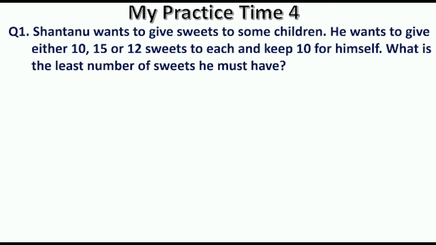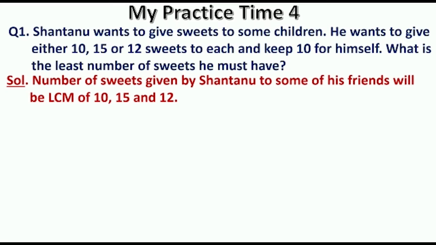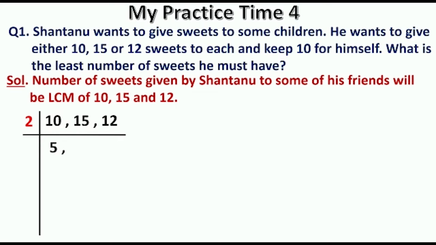So we have to find the LCM of 10, 15 and 12. I have already taught you how to find the LCM, children. First we will divide by 2 because 10 and 12 can be divided by 2. You will get 5, 15 and 6. Now again divide by 2 because this 6 can be divided by 2. The 5 and 15 will be as they are, and 6 divided by 2 will give 3. So 5, 15 and 3.